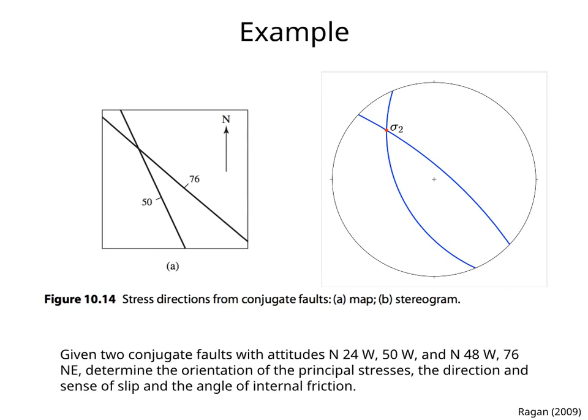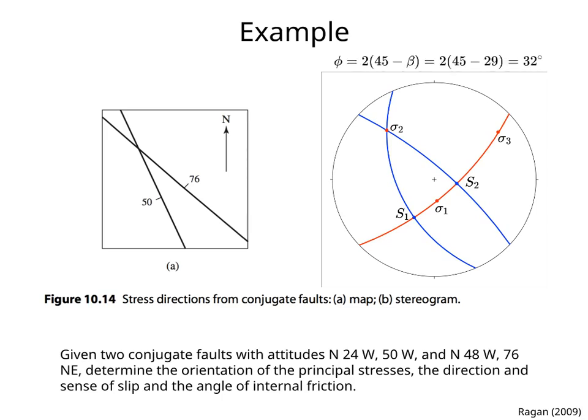We start by plotting the fault planes. The faults intersect at sigma 2. Sigma 2 is the pole of the plane containing sigma 1 and sigma 3. We can trace the sigma 1 sigma 3 plane. The intersection of the sigma 1 sigma 3 plane defines the slip vectors on the faults. Sigma 1 bisects the acute angle between the fault planes. Sigma 3 is at 90 degrees from sigma 1, on the S1, S2 plane.